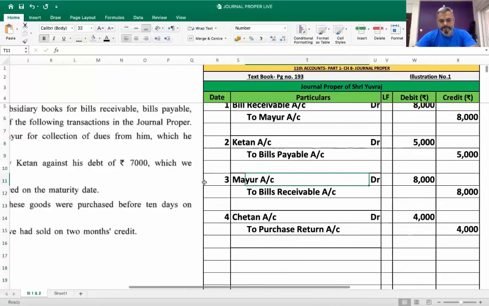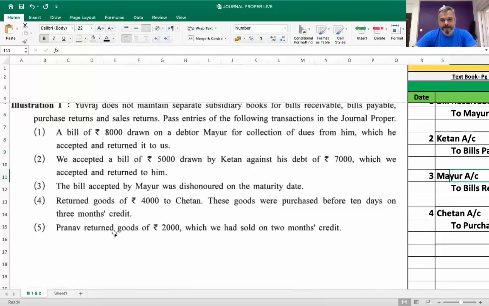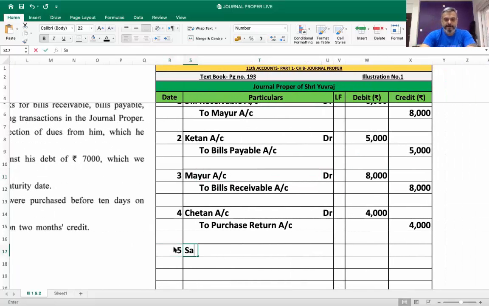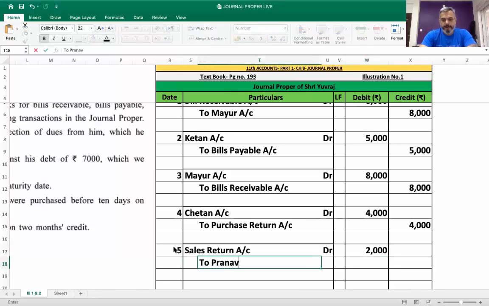Next, Pranav return goods of 2,000 which we have sold on 2 months credit. So Pranav is returning goods to us, goods comes in, sales return account debit 2,000 to Pranav account. Pranav is the giver, credit the giver 2,000.